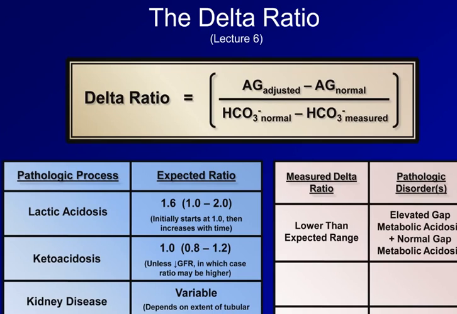If the delta ratio is within the expected range, there is only an elevated gap acidosis present. If the ratio is higher than expected, then there must be both an elevated gap acidosis and a metabolic alkalosis. It's important to realize that the delta ratio is only used for analyzing metabolic disorders and does not preclude the possibility of a concurrent respiratory disorder.